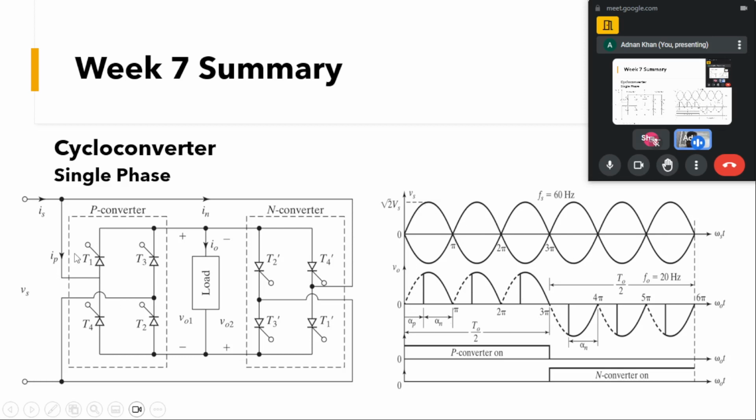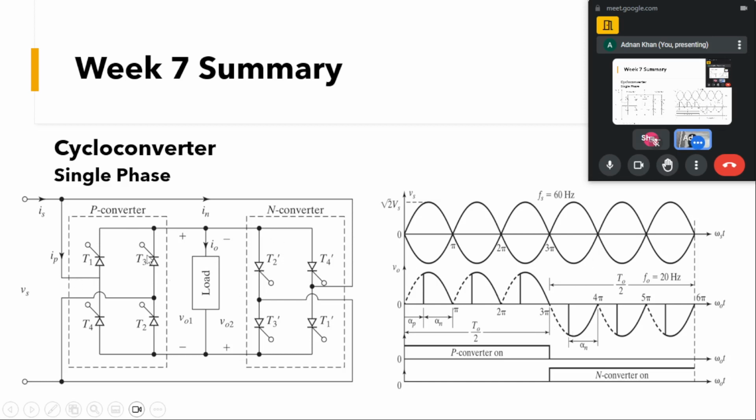Let us say we are turning on T1 and T2 at the 0 interval, and it will start conducting from 0. If we want an output frequency of 1 by 3 times the input frequency, let us say the input Vs is 60 hertz, we want an output voltage waveform of 1 by 3 times of this 60 hertz. So we will have 3 positive half cycles, and after that we want to have the negative voltage.